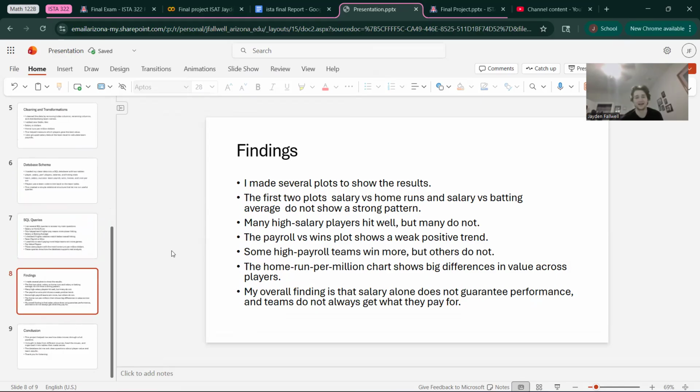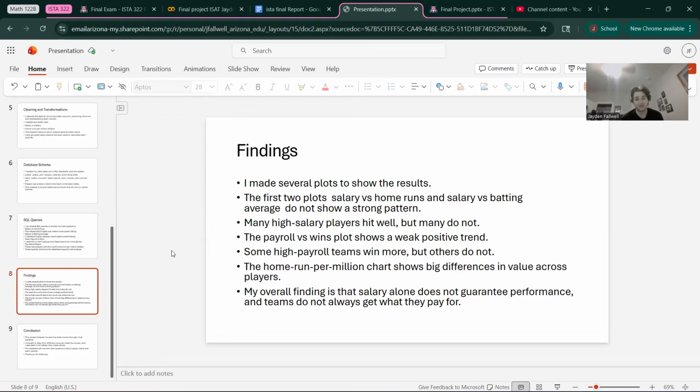For my findings, I made several plots to show the results. The first two plots, salary versus home runs and salary versus batting average, do not show a strong pattern because of how much data there is. It's all over the place and kind of hard to see. Many high salary players hit well, but also many did not. The payroll with wins plot showed a weak positive trend, so it was scattered, but it was going up. It was just very scattered, which was okay.